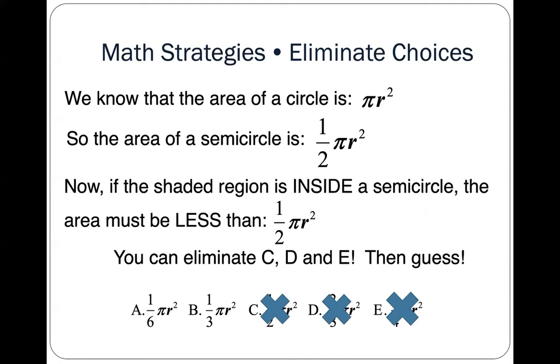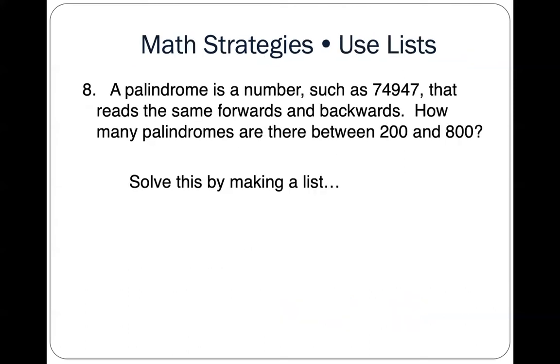Hopefully everybody watching this video realizes that 60 degrees, the shaded region, was 1/6 of the total circle. So you would choose option A, but this video goes on.